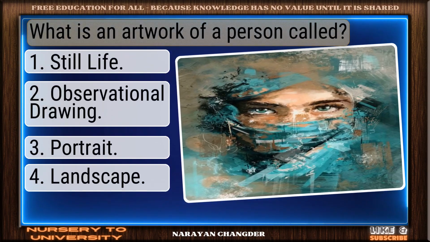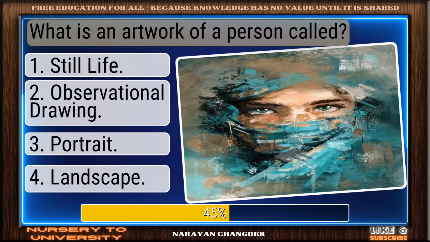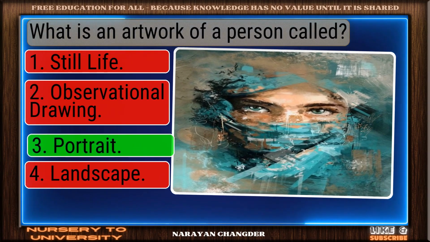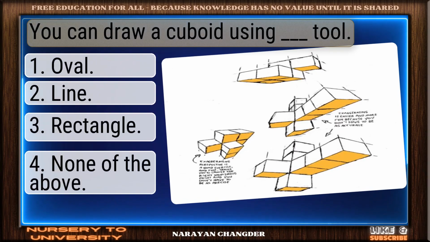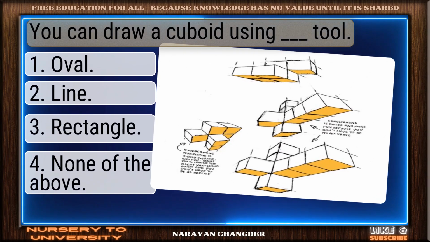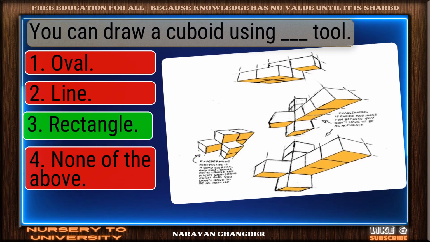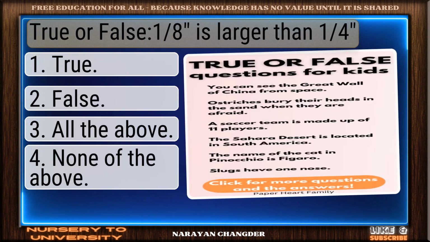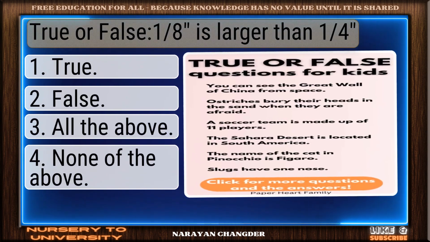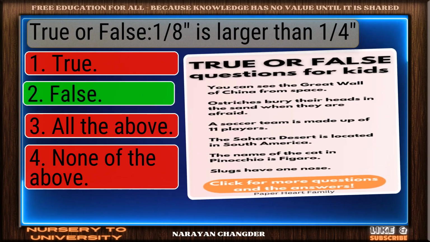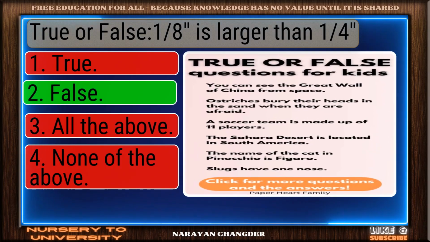What is an artwork of a person called? Excellent. Portrait is well reasoned. You can draw a cuboid using dash tool. You're right. Rectangle is correct. True or false? P128 is larger than 1T4. Well picked. False is correct.